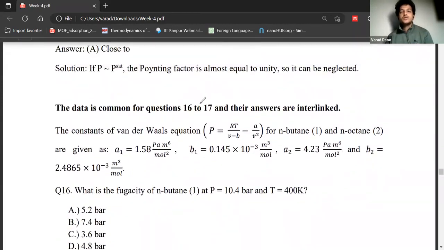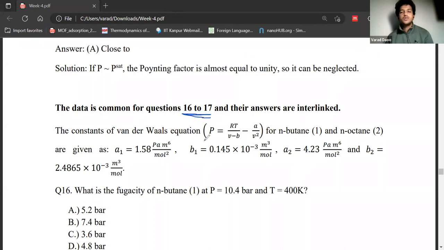So this is also a linked question. Okay, so what we are given, the constant of the van der Waals equation. This is the van der Waals equation which has been given to us, and we have a binary mixture of butane and octane. So A1, that is for butane, the van der Waals constants A and B for both butane and octane have been given. So A1 is 1.58, B1 is 0.145 into 10 to the power minus 3, A2 is 4.23, and B2 is 2.4865 into 10 to the power minus 3.